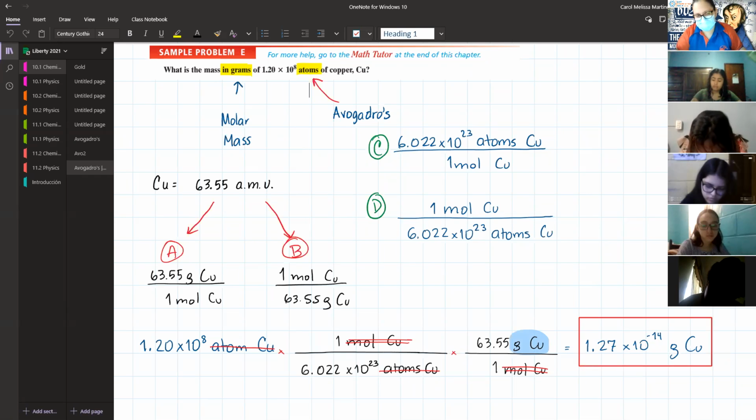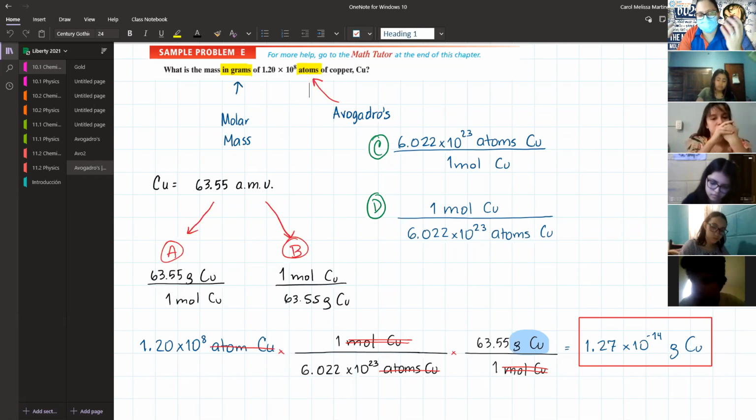So you see, this one is a little bit more complex because you need to do a 2-step conversion. But still, we're doing the same that we did before. We are using Avogadro's number or we are using molar mass. It is like it's combined, okay?